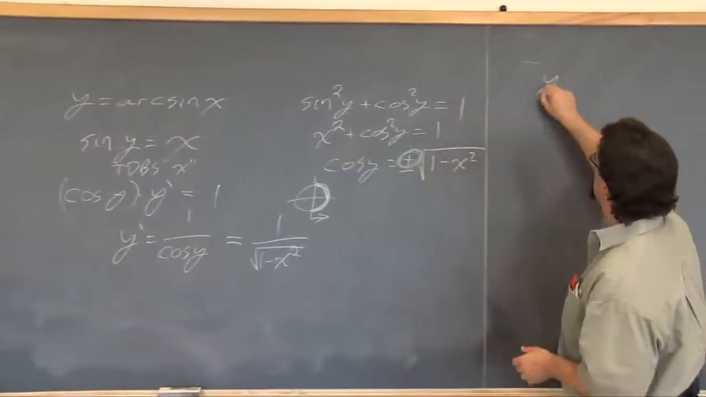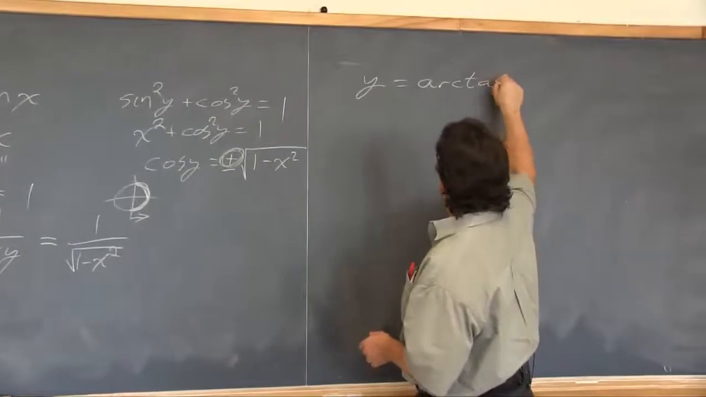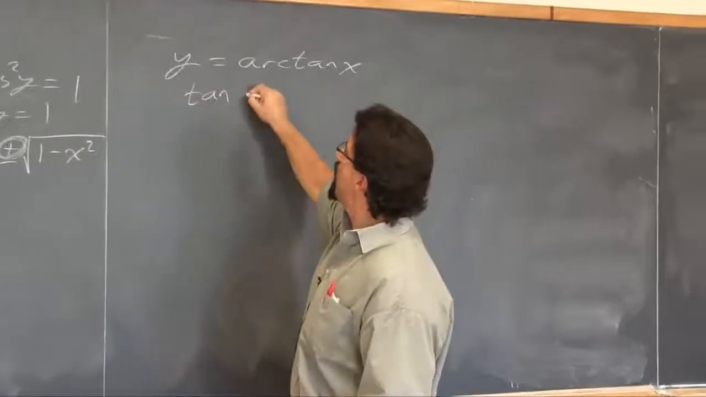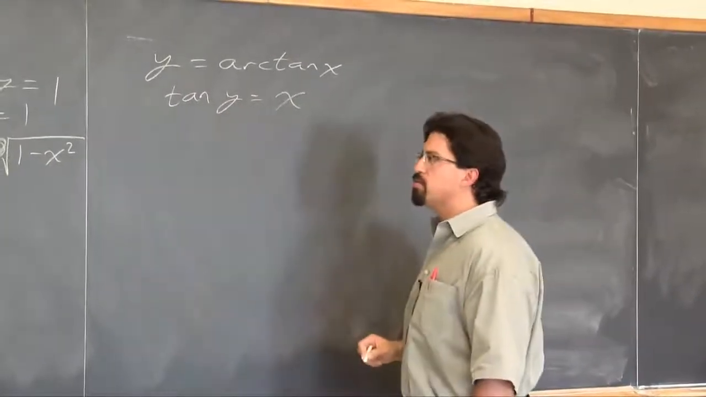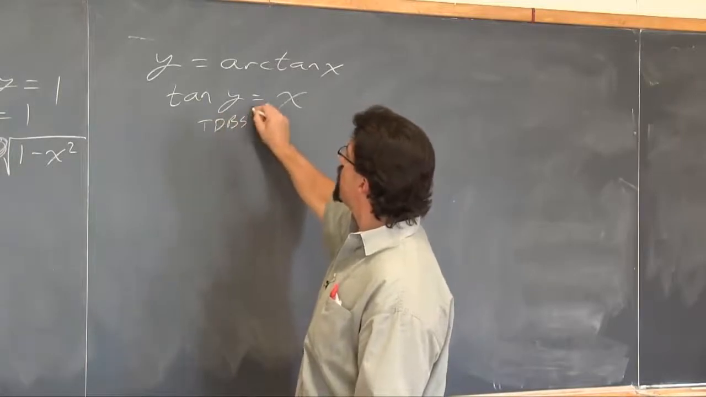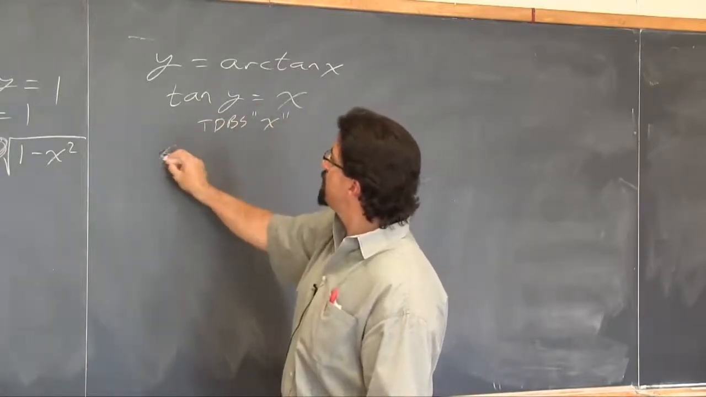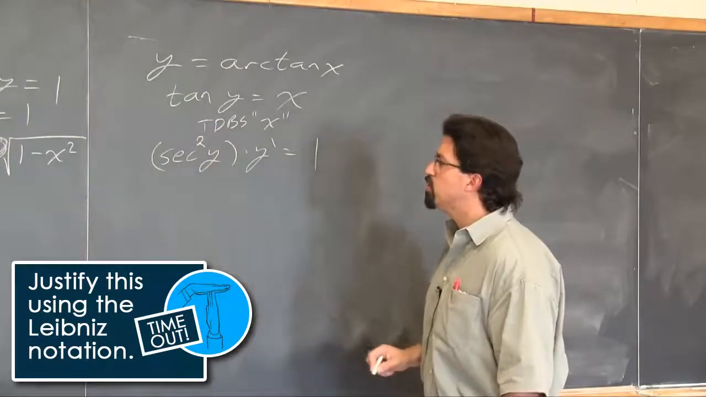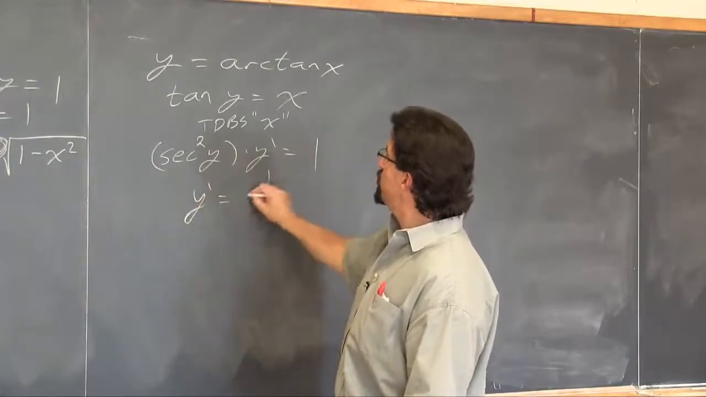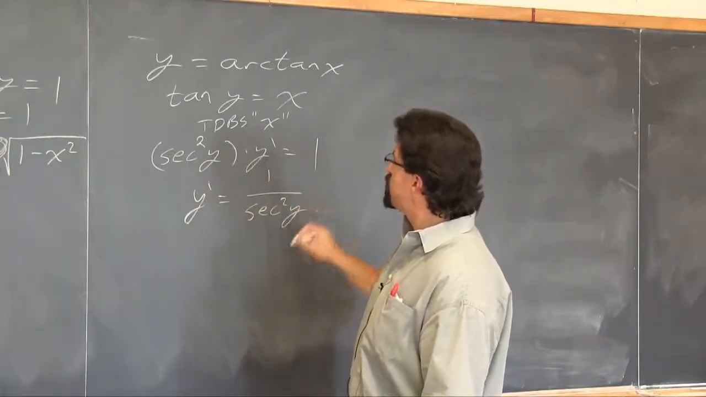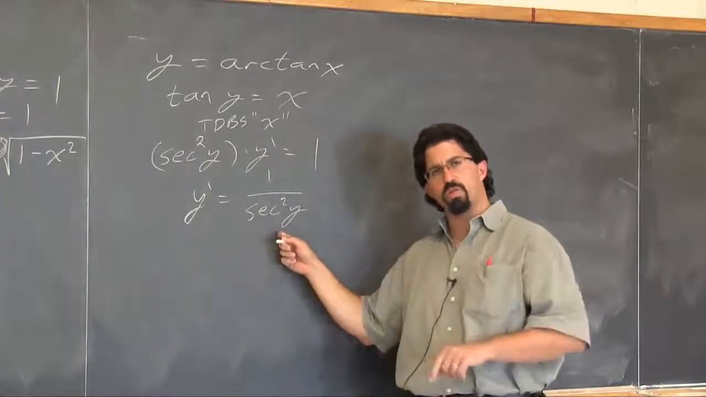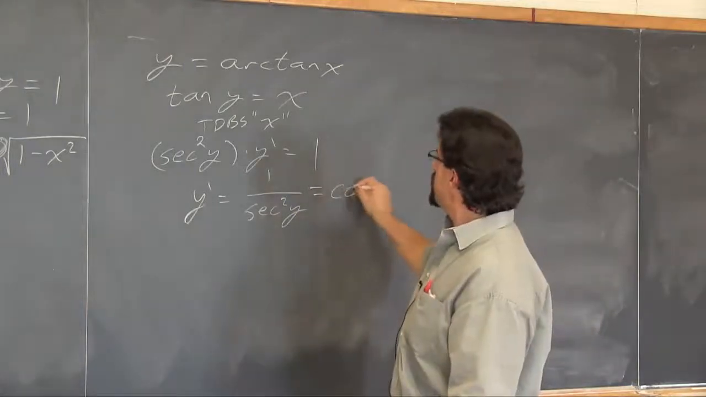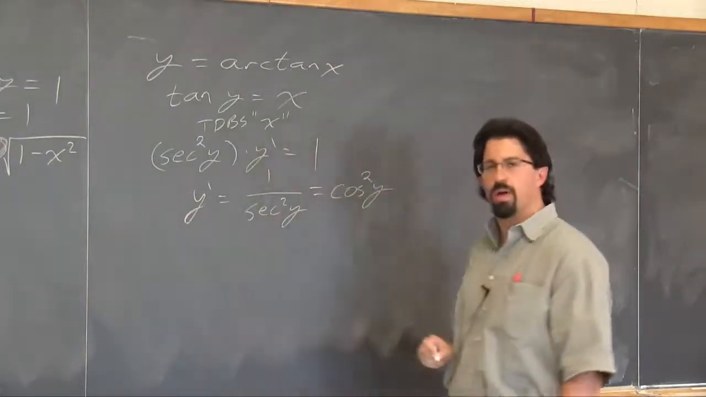So arc tangent, we approach in the exact same manner. Y is equal to arc tangent of x, therefore the tangent of y is equal to x. Take derivative of both sides with respect to x, and I get secant squared y times y prime is equal to 1. Y prime is equal to 1 over secant squared, but secant is 1 over cos, so I have 1 over cos squared, and so this is equal to cos squared of y.